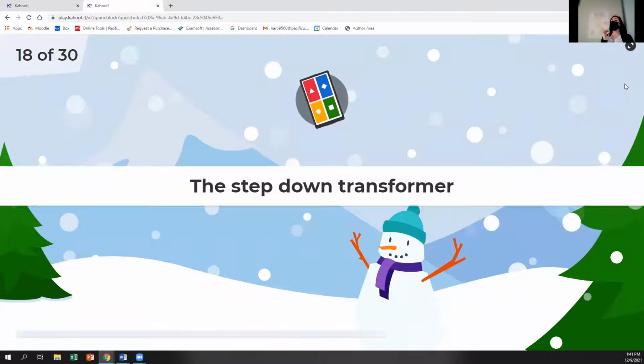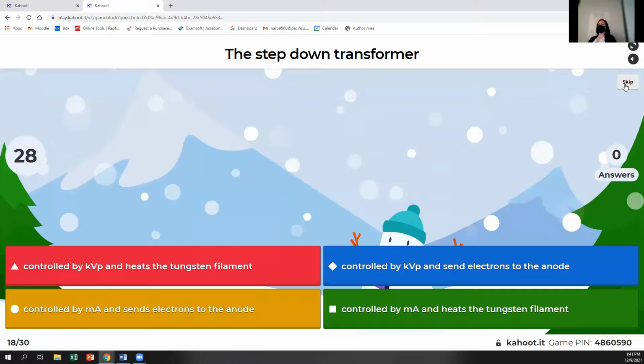Okay, the step down transformer. This is a lot of information. Controlled by kVp and heats up the tungsten filament. Controlled by mA and sends electrons to the anode. Controlled by kVp, sends electrons to the anode. Controlled by mA, heats up the tungsten filament. Good grief.